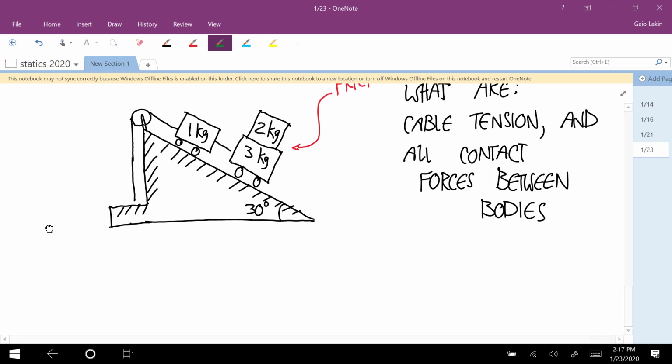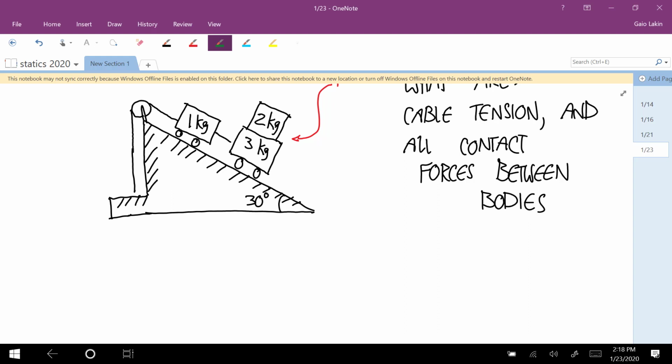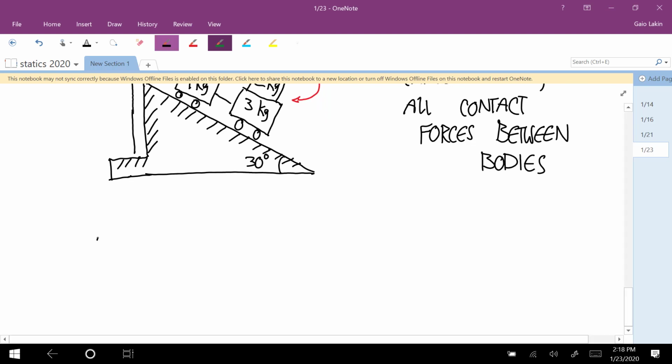Okay, so how are we going to do this? We could try to piece it together in a way that we can solve for these things one by one. But the approach that I'm going to take in this class is, let's just draw free body diagrams for each of those three bodies, see how many variables we have, see how many equations we have, and not worry about trying to figure out, can we lump these things together, that sort of stuff. Okay, so let's start with a free body diagram of the 1 kilogram.